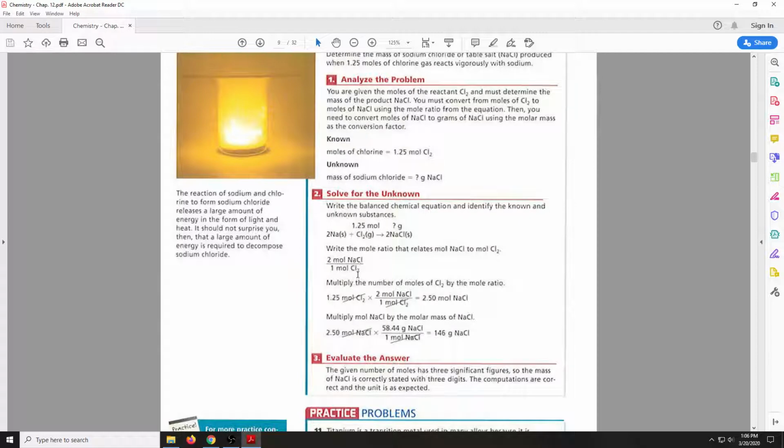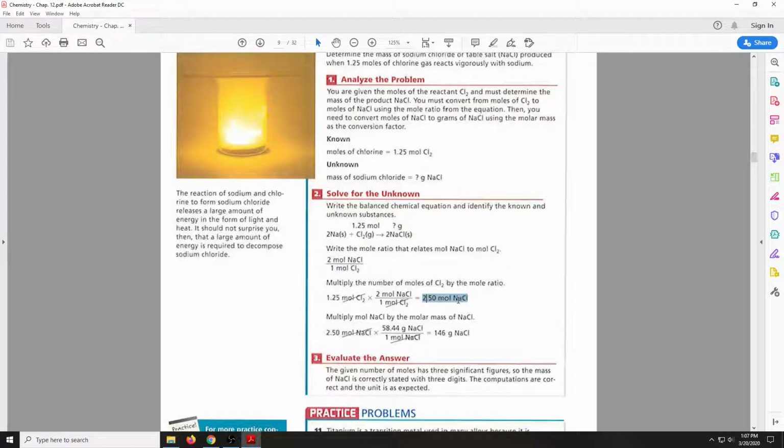Now the question is, how do I know which one goes on top? Why didn't I write 1 mole of chlorine on top of 2 moles of NaCl? Well, we start with what we're given, right? We were given 1.25 moles of chlorine. We want that unit to cancel out, so we have to make sure that however we set up the ratio, this unit is the one right here as well. So you would put 1 mole of chlorine compared to 2 moles of sodium chloride. 1.25 times 2 is 2.5 moles.